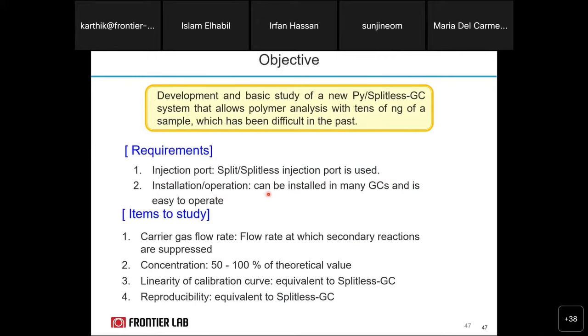For this, as I mentioned, the main problem is the flow rate. So we have to optimize the carrier gas flow rate at which secondary reactions are suppressed. Then we should be able to get a concentration of 50 to 100% of the theoretical value. It should also produce a linear calibration curve and reproducibility equivalent to splitless GC. You can understand the problem: we want to do splitless analysis, but at the same time we have to keep the flow rate high. So this is a kind of tricky situation, and how we can address this is what our R&D people's effort is.